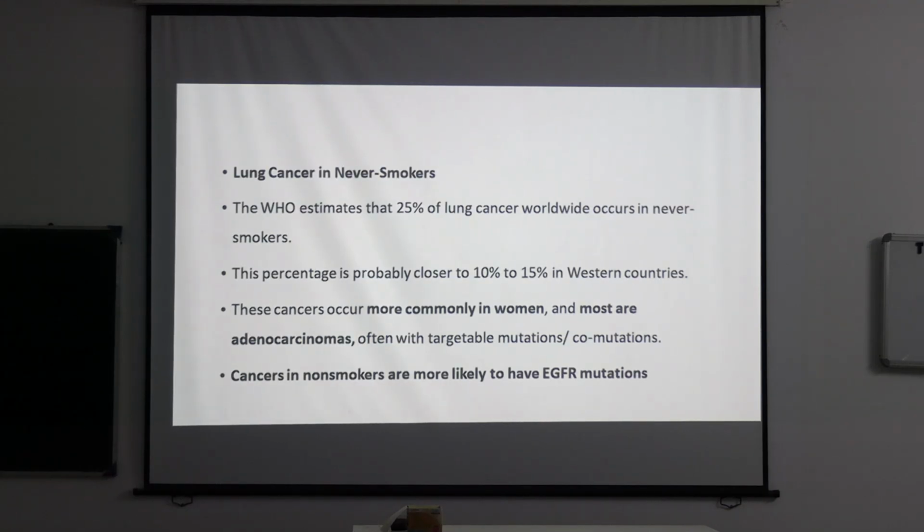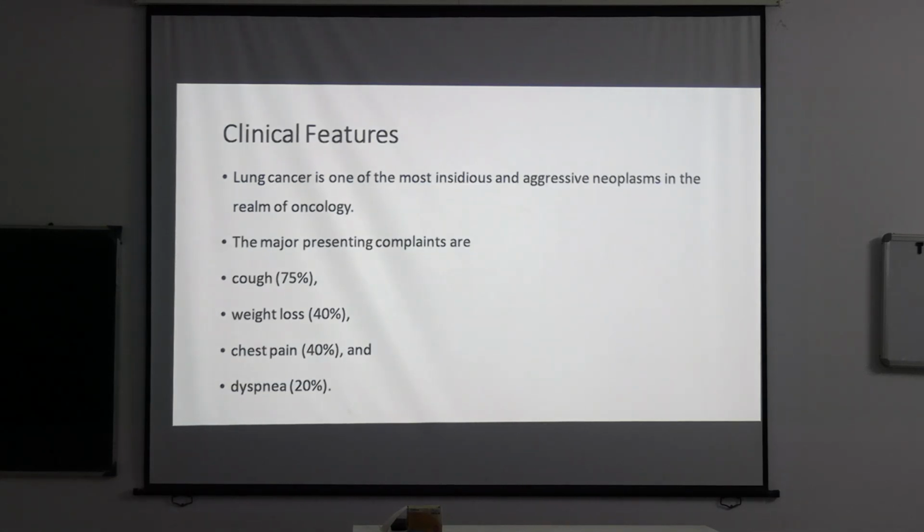But lung cancer can occur in a person who never smokes. The WHO estimates that 25% of lung cancer worldwide occurs in never smokers. These cancers occur more commonly in women and most are adenocarcinomas. Cancers in non-smokers are more likely to have EGFR mutations. And these are the types of adenocarcinoma. Clinical features: major features are cough, weight loss, chest pain, and dyspnea.